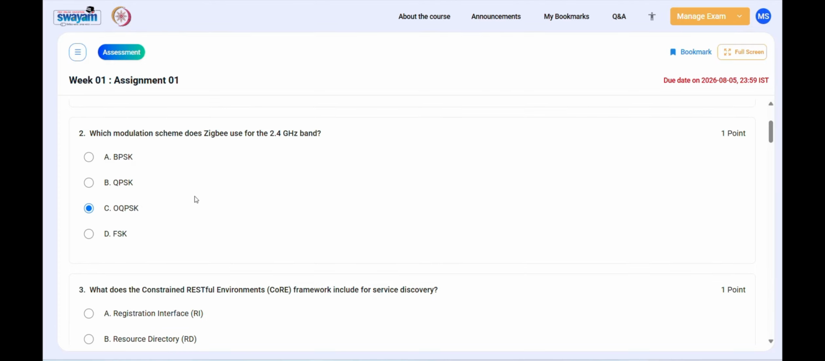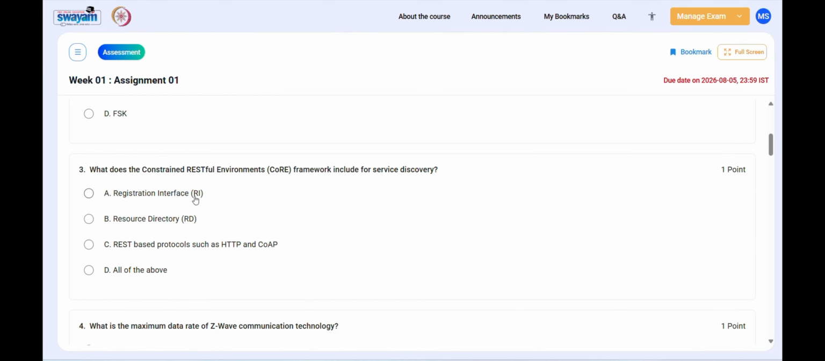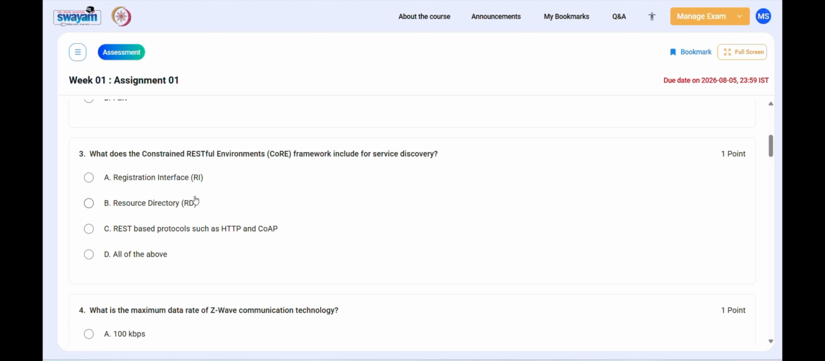Then, what does the Constrained RESTful Environments (CoRE) framework include for service discovery? So: registration interface, resource directory, REST-based protocols such as HTTP, CoAP. Option D is correct, all of the above.